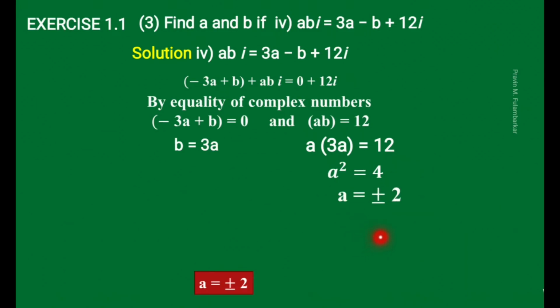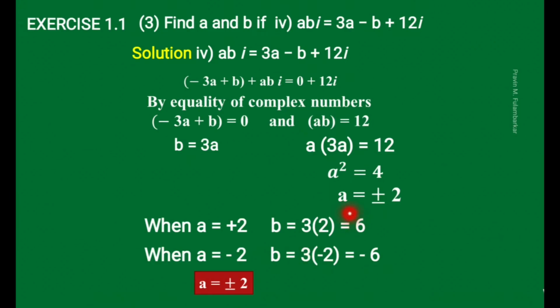So we have to consider here two conditions. When a equals to plus 2, then we have to find the value of b. When a equals to minus 2, then we have to find the value of b. So first we consider when a equals to plus 2. So substitute a equals to plus 2 in this equation, b equals to 3a. So we replace this a by plus 2, we get 3 into 2, 6. That means when a equals to plus 2, we get b equals to plus 6.